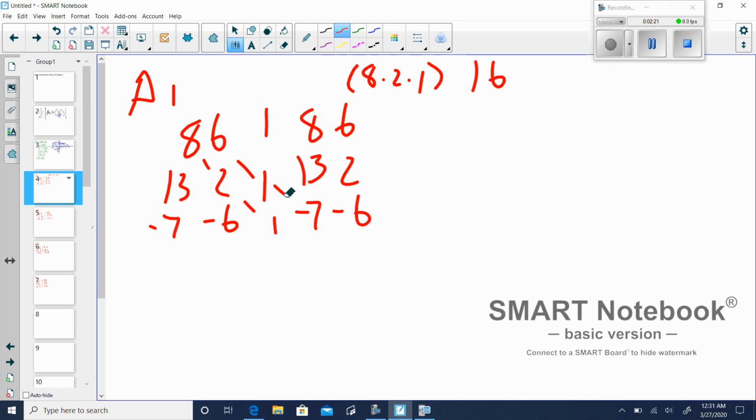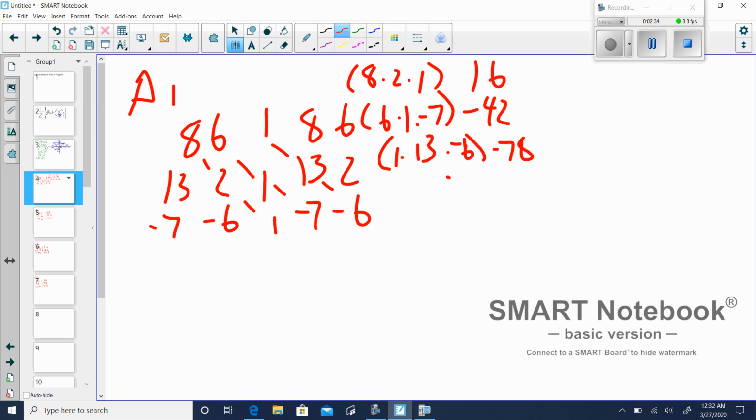So 8 times 2 times 1 is 16. 6 times 1 times negative 7 is negative 42. 1 times 13 times negative 6 is negative 78. So negative 42 and 16 is negative 26. So that gives us negative 98, negative 104.